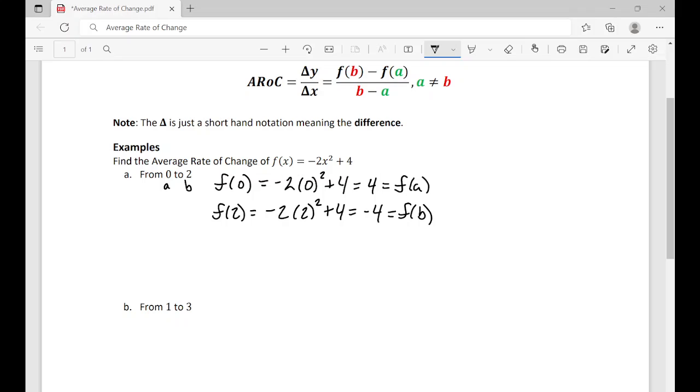So we're just going to plug into our formula, and we're going to have negative 4 minus 4 over 2 minus 0. And we just simplify it. We get negative 8 over 2, which will be negative 4. So the average rate of change between 0 and 2 of this function is negative 4.